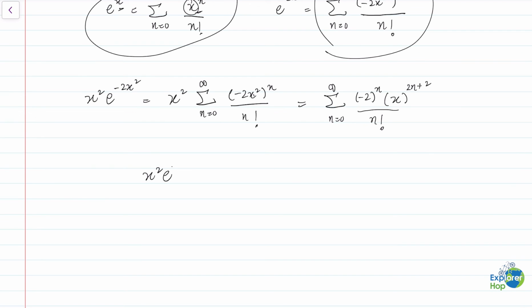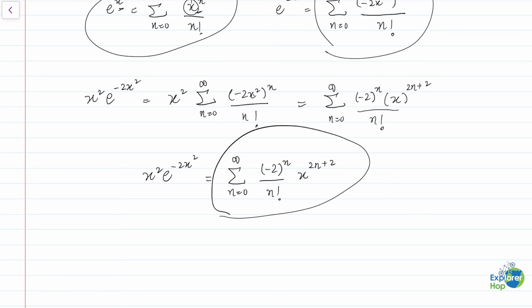Just writing it a bit more clearly. So x squared e to the power minus 2x squared is equal to the summation n equals 0 to infinity of minus 2 to the power n over n factorial times x to the power 2n plus 2. So this is the Maclaurin series for the function x squared e to the power minus 2x squared. So that was all.